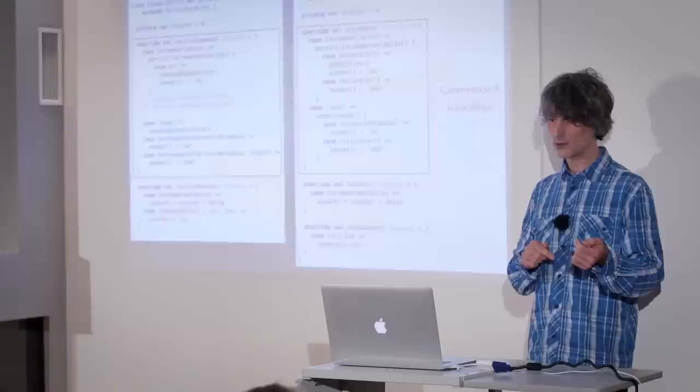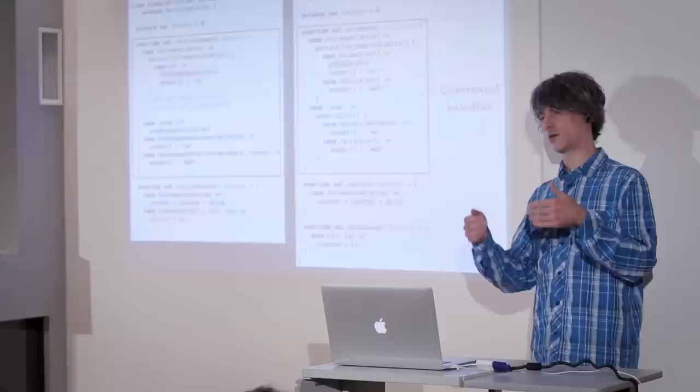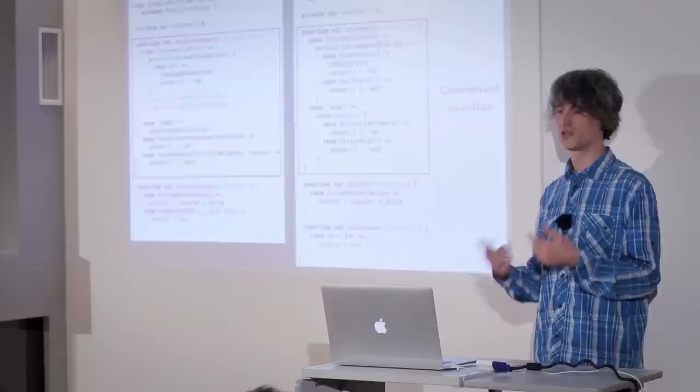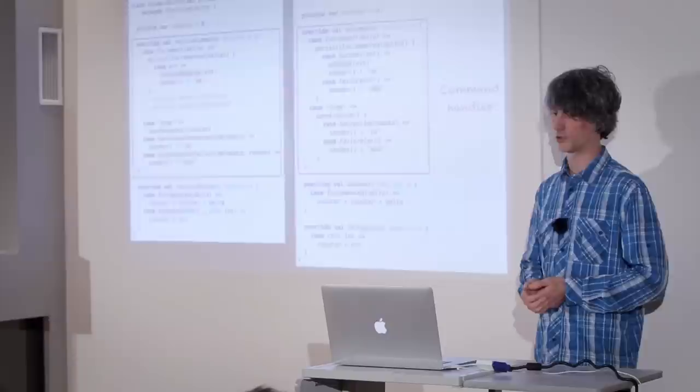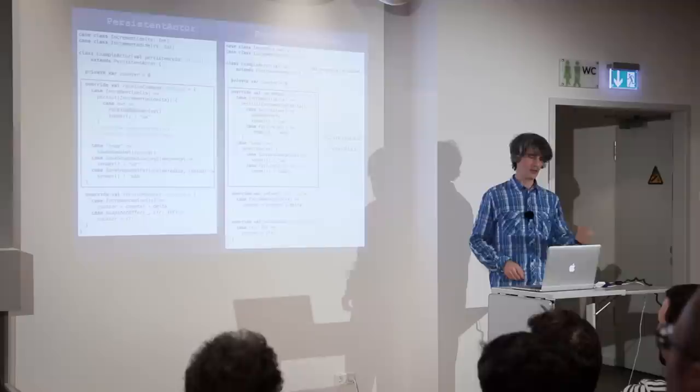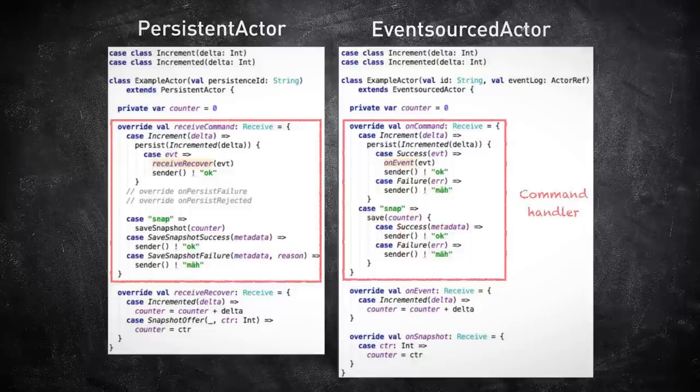The command handler processes the increment command messages. In this case, there's no validation. There's an immediate derivation of an incremented event, which is persisted to the event log. And after successful persistence, the event handler is called. In Akka Persistence, the event handler is receiveRecover. And the name of the event handler in Eventuate is onEvent. After having called the event handler, both reply to the command sender that event persistence was successful. If not, then a failure message is returned.